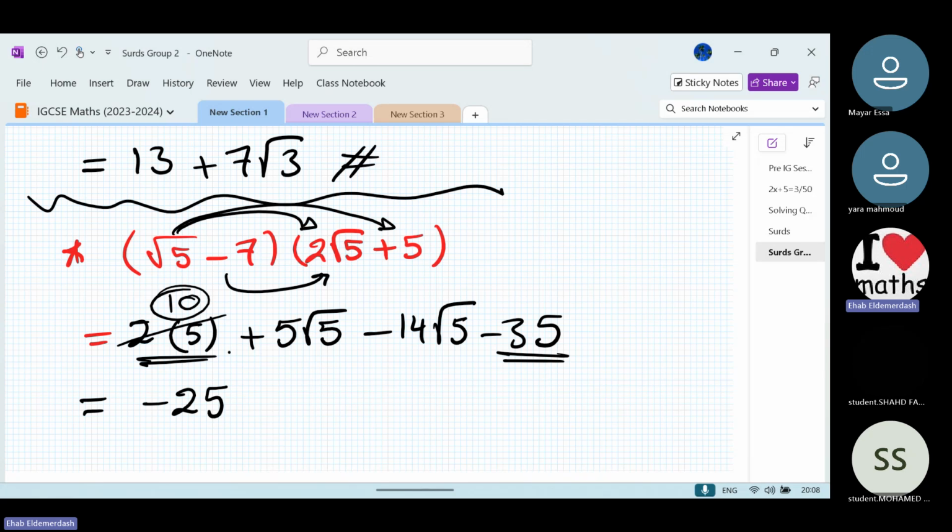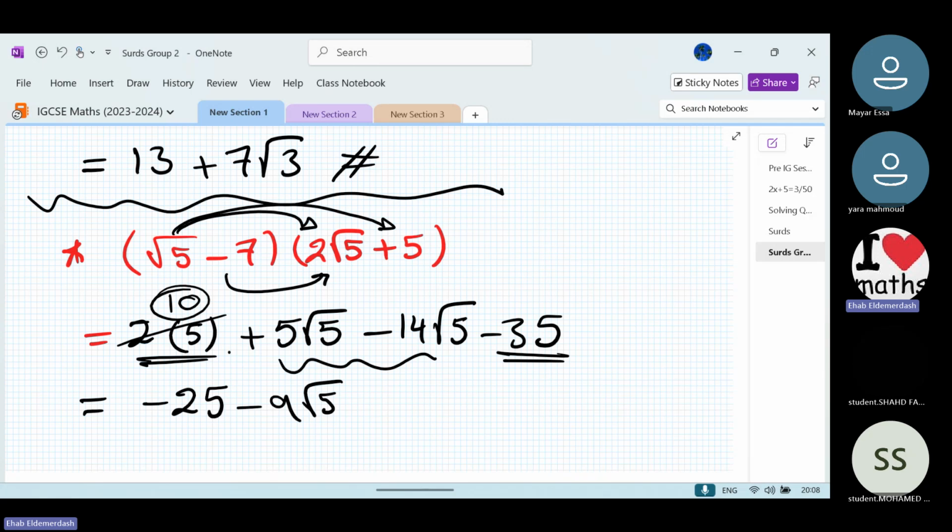Now the next part: 5 root 5 minus 14 root 5. These we have to get together. We have to add them together. Yalla, 5 root 5 with minus 14 root 5. What will be the answer? Who knows and can tell me what these together give? Minus 9 root 5. That's it. So we are just adding the like terms.